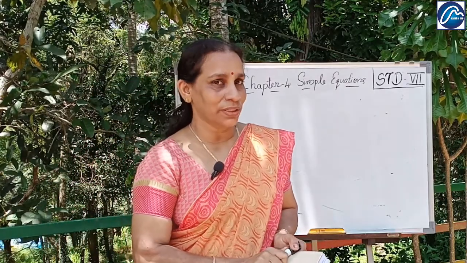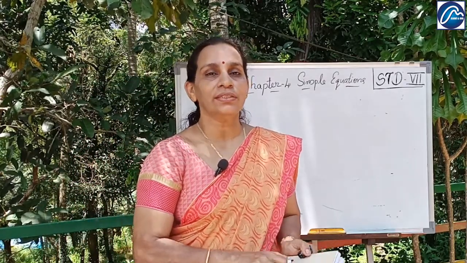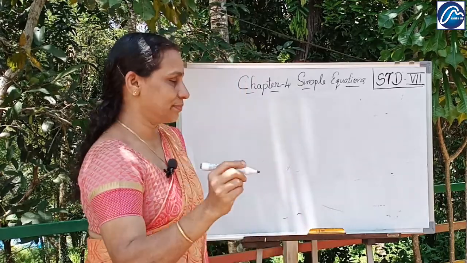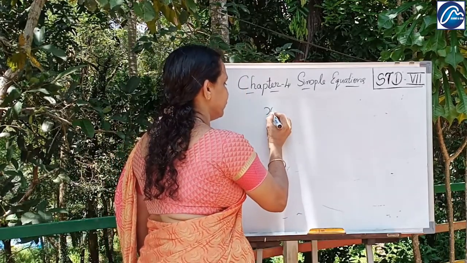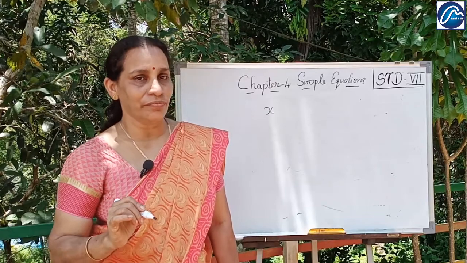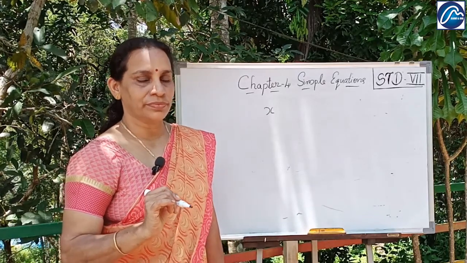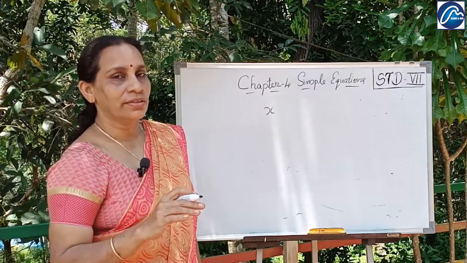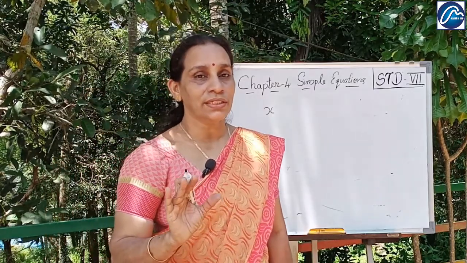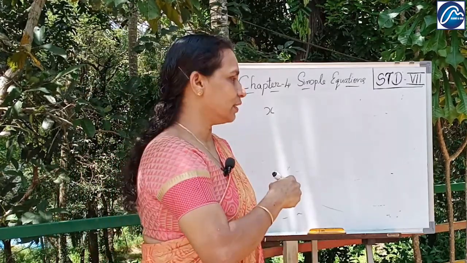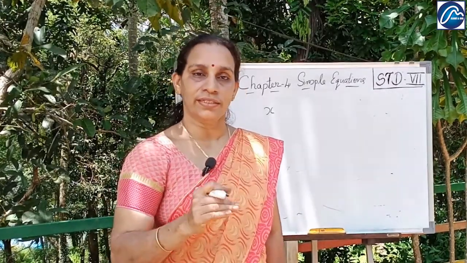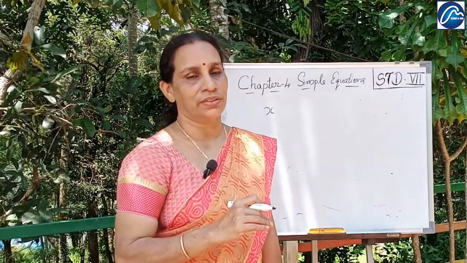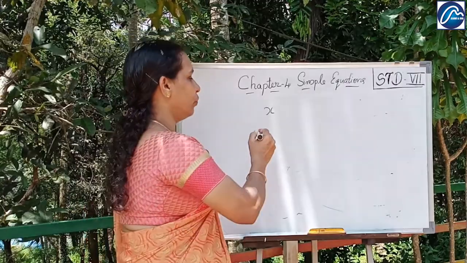Somebody asked, what is the question? I have a number. So we are considering the number as x. It is multiplied by 5 and added to 3. Then the result is 13. So what is this number?